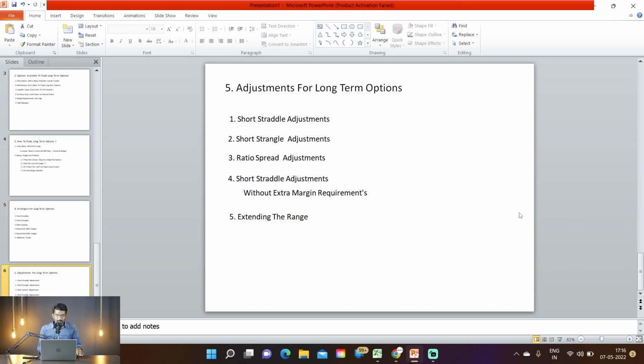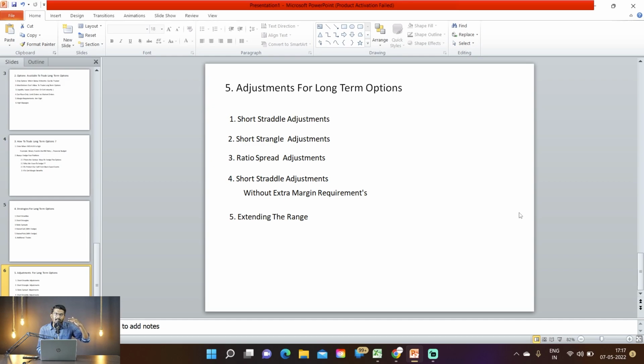And the next thing is, can we do adjustment to this long term option? Yes, we can do adjustment to long term options. In fact, doing adjustment in long term options is very, very excellent when you compare it with weekly or monthly options. Why? I will tell you. Because when it comes to weekly options, you will find it difficult to make this adjustment when the expiry is nearing. But when it comes to long-term options, you don't have to worry, because you have a good premium. You can extend the range wherever you want.